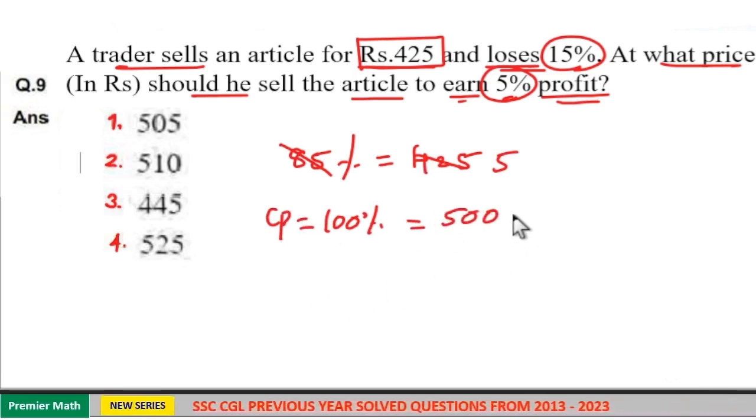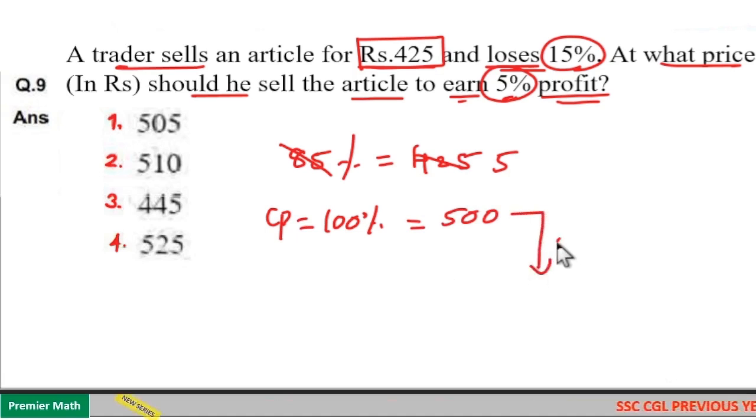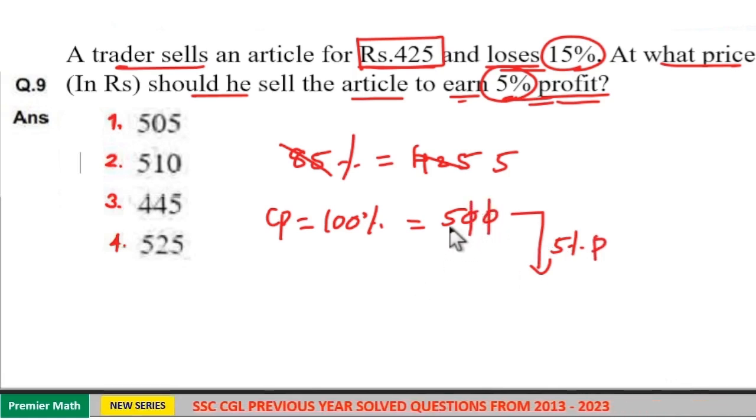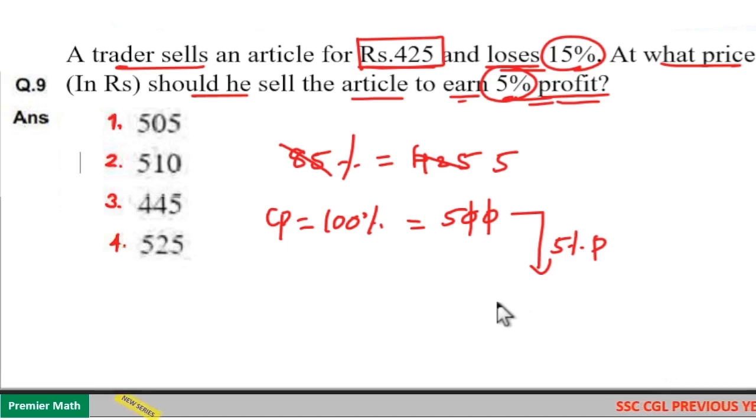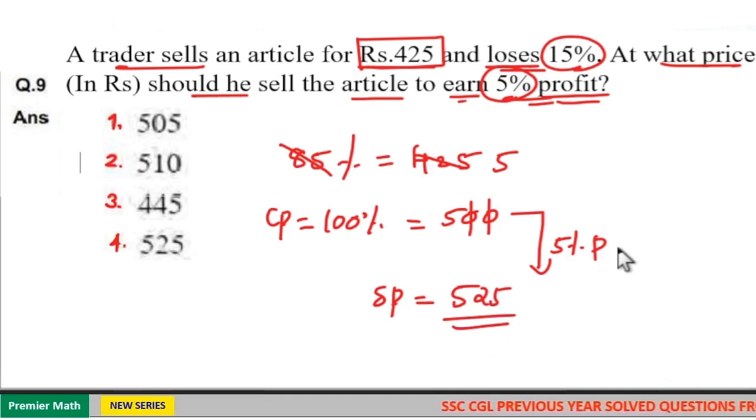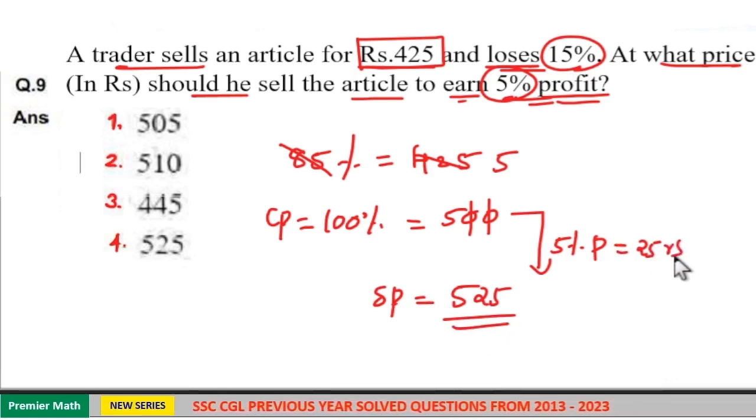If 500 rupees is the cost price, we need 5% profit here. 5% profit means 10% of 500 is 50, 1% is 5. So 5% is 5 into 5, 25, which means 525 rupees is the selling price. Option 4 is your answer.